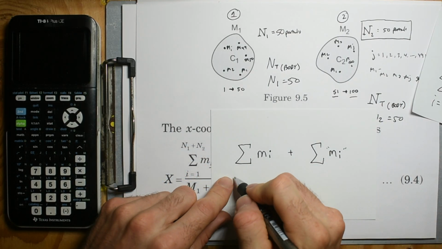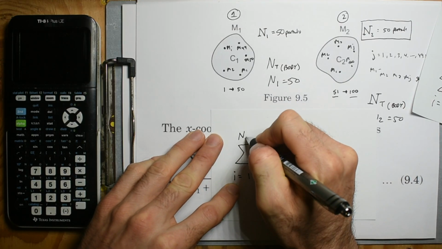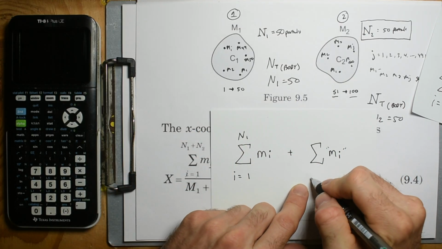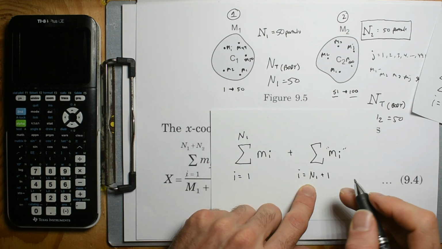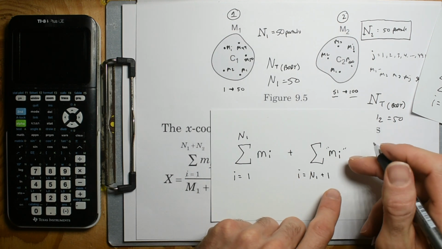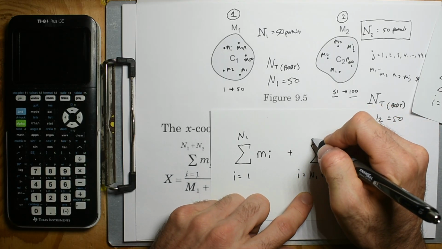So we have i equals 1, and now we can get techie, and this is going to be 1 to n1. And then the next sum is going to be i equals the n1 plus 1 particle. We're going to add that one to the next one, to the next one, all the way up to n2.